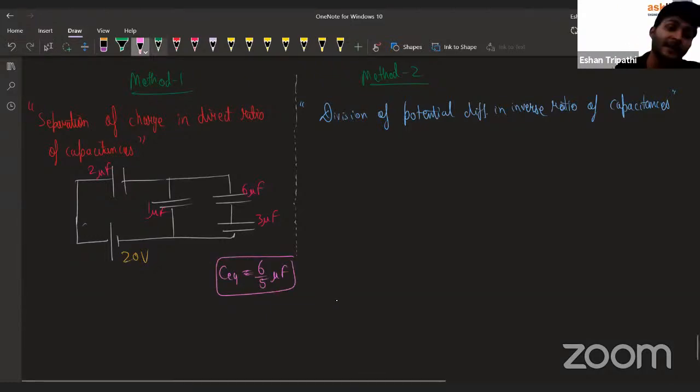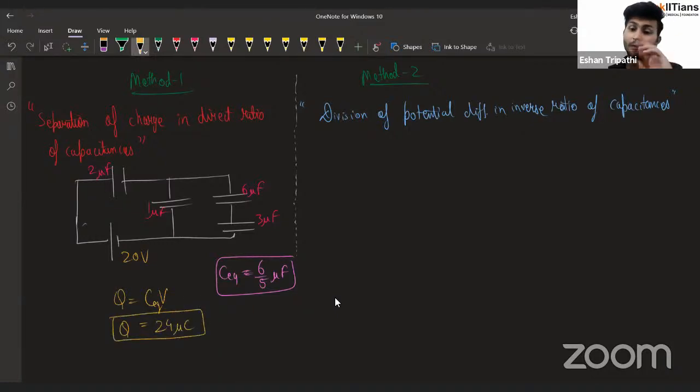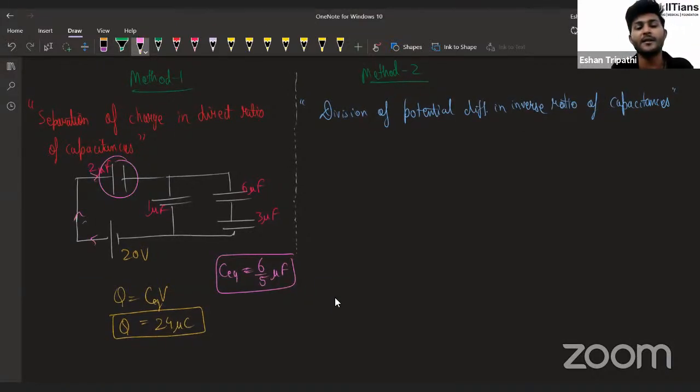So what's the charge coming out of the battery? That is C into V, equivalent capacitance multiplied by voltage. So that is 6 by 5 of this, which comes out to be 24 microcoulomb. So 24 microcoulomb is coming out. This 24 microcoulomb is going to go like this. Of course, over the first capacitor, it's 24 microcoulomb only.